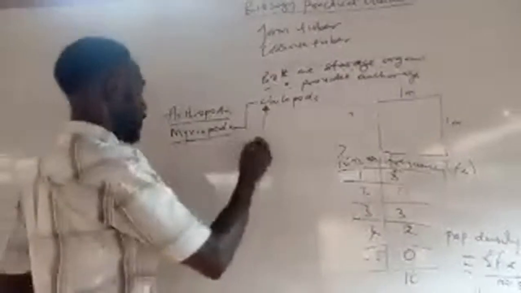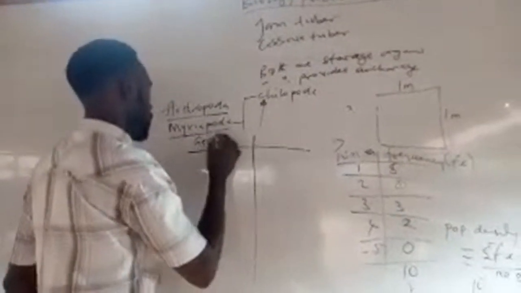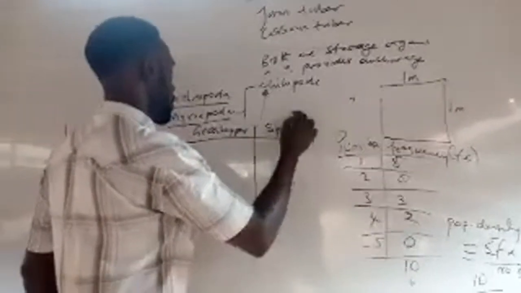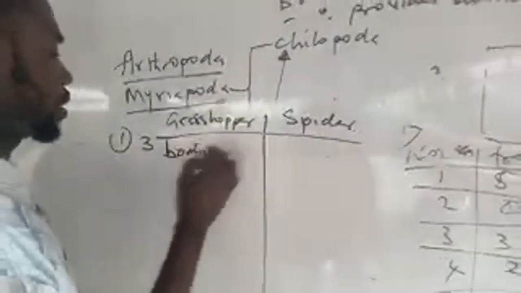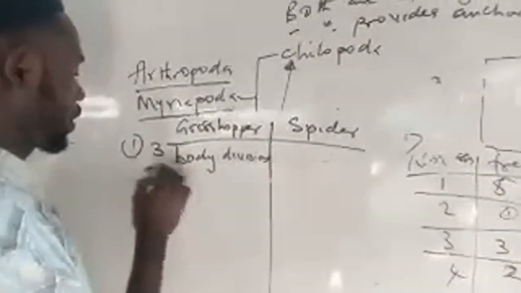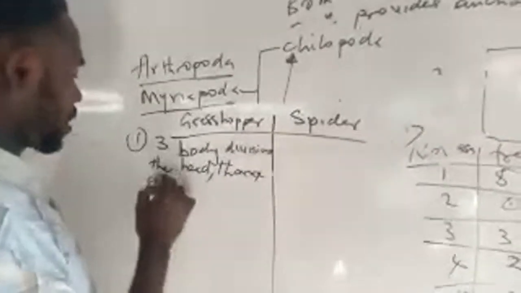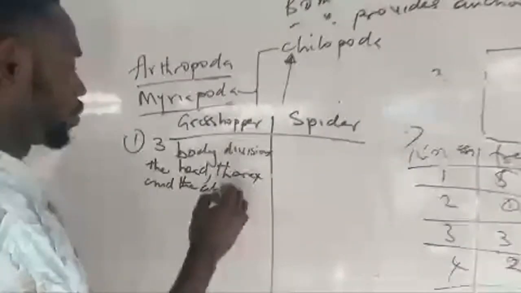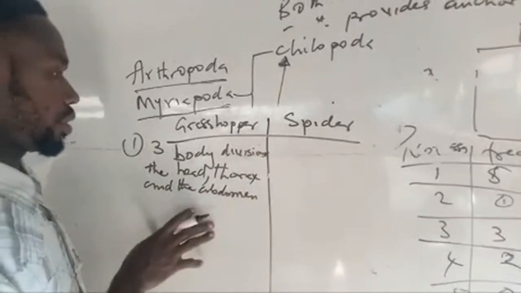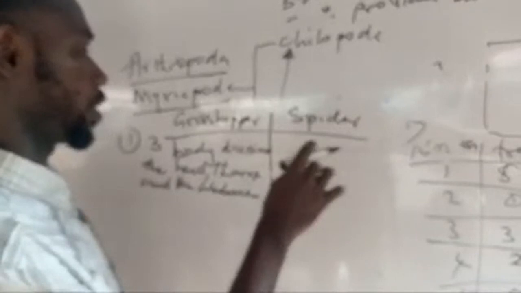So the differences between grasshopper and spider. One, the grasshopper has three body divisions, namely the head, the thorax, and the abdomen. So these are the three body divisions, but spider has only two body divisions.